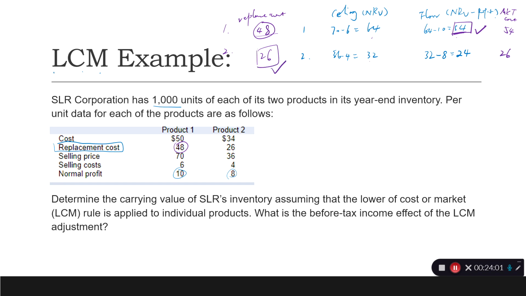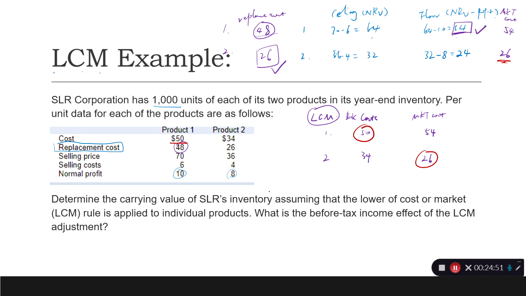Okay. Then after LCM is judged, we compare the book cost, which currently for product 1 is 50 and for product 2 is 34, with the market cost. After this whole exercise, I know the market for product 1 should be 54, and for product 2 should be 26. So comparing the lower of cost or market, I find that product 1 should keep the book value, which is 50. However, the second product should drop to 26, because 26 is the market cost, right?